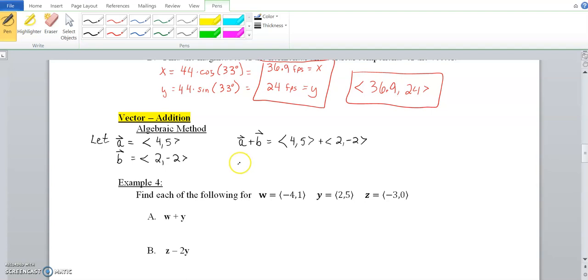What we've figured out, and I know we talked about it in class and even demonstrated using actual vectors in a field, is that vector addition is as simple as adding the x's together, so 4 plus 2, comma, and then 5 plus -2. If you simplify that, your vector A plus B is <6, 3>.